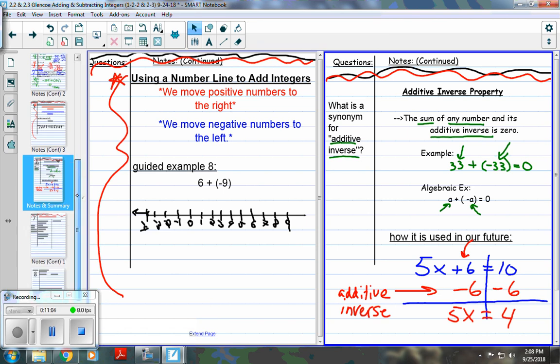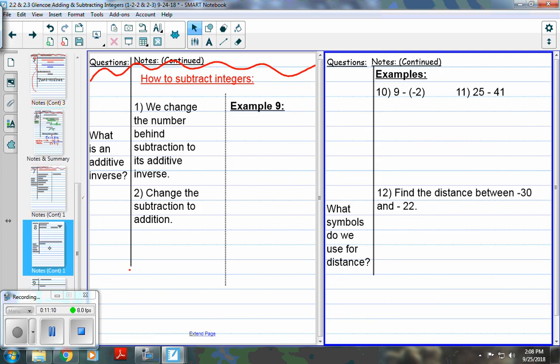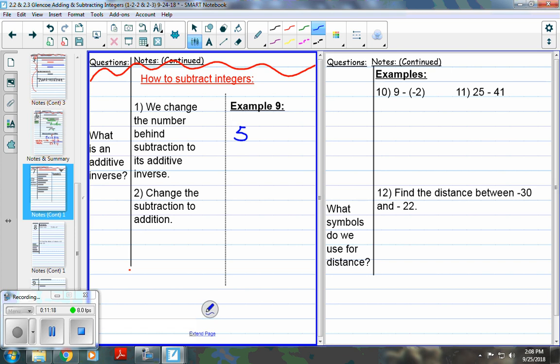So going to keep on moving forward here. We have 2 more slides ahead of us. This is going to be focused on the subtraction part of our lesson. So can everyone please pause here? Actually, let me get example 9 in here first. We're going to have 5 minus negative 16 as our example there. So go ahead and pause here and copy down what you see.